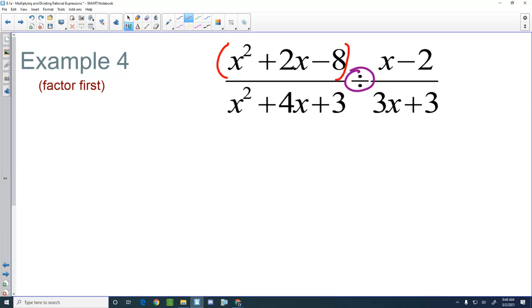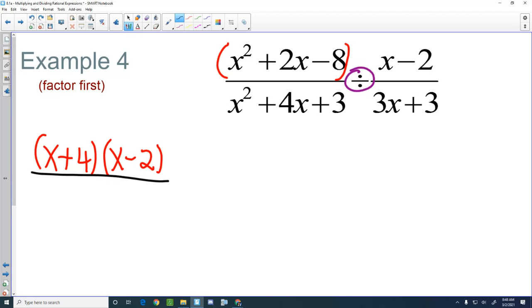I'm going to take this first numerator and factor it. 2 numbers that multiply to -8 and add to 2. That's going to be x plus 4, x minus 2 over that trinomial on the bottom. I'm going to write that in factored form as well. So 2 numbers that multiply to 3 and add to 4 would be 3 and 1. Just as x plus 3 and x plus 1.